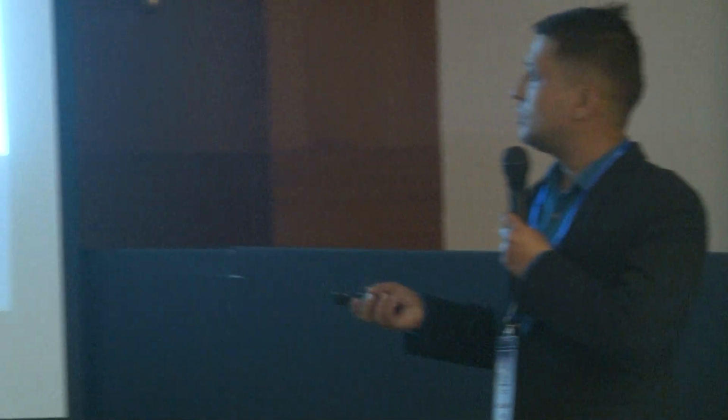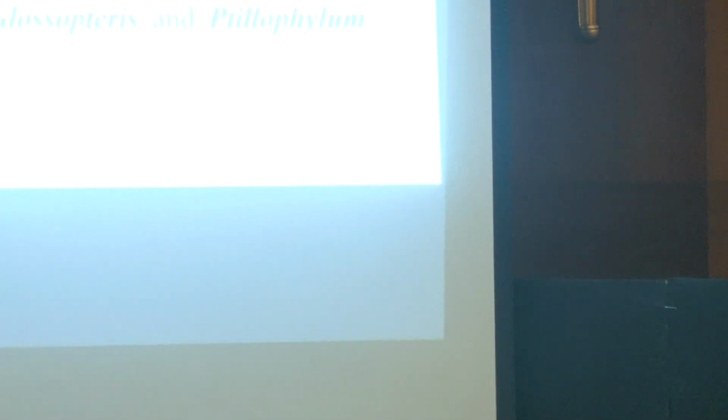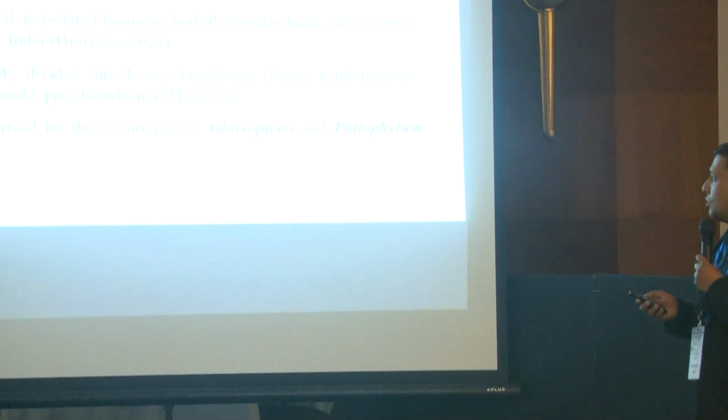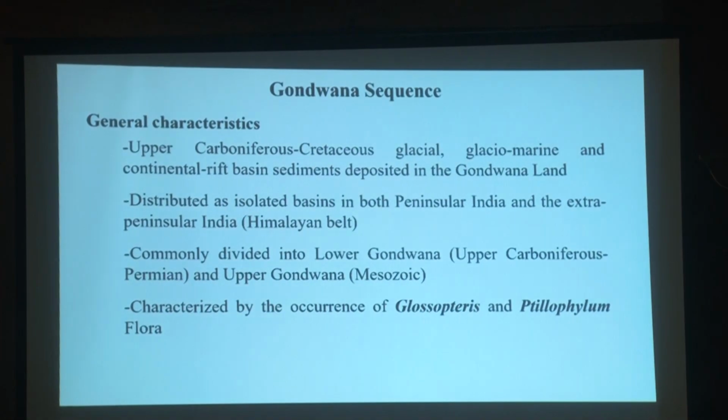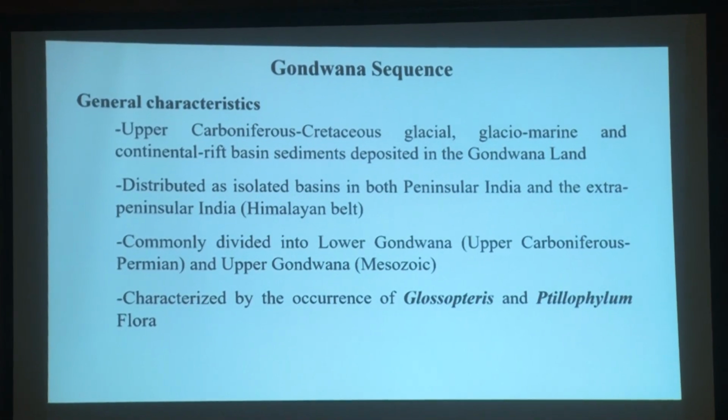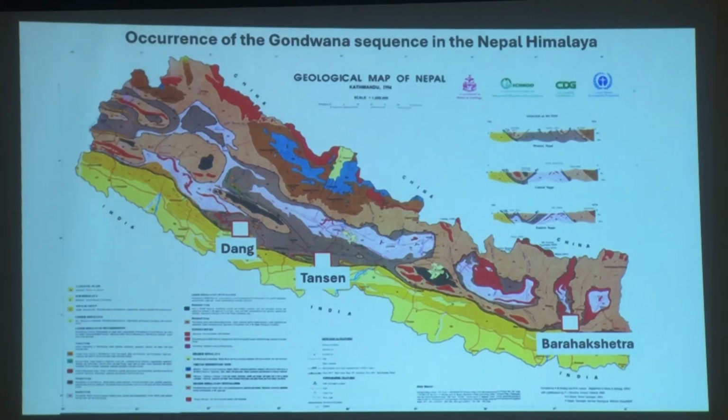First, talking about the Gondwana sequence. The Gondwana sequence represents the upper Carboniferous to Cretaceous glacial and glacial-marine, as well as continental rift basin sediments, which were deposited in the Gondwanaland supercontinent in the southern hemisphere. It is distributed as isolated basins in both peninsular and extra-peninsular areas. Commonly, the Gondwana is divided into the lower Gondwana, which represents up to the Permian, and the upper Gondwana, which is up to the Mesozoic. It is characterized by the occurrence of Glossopteris and Pterophyllum flora.